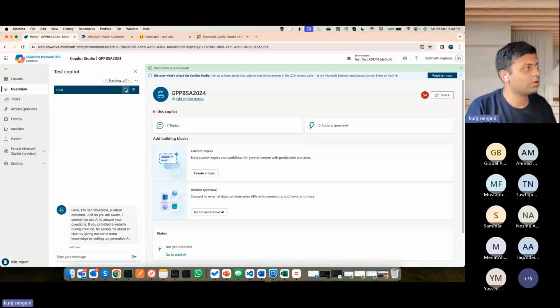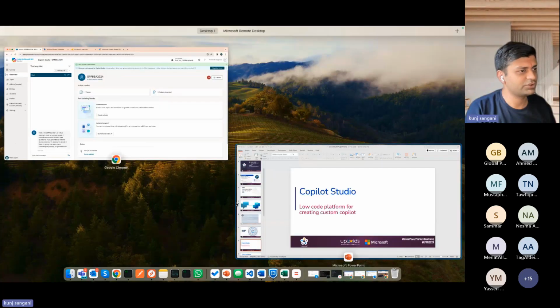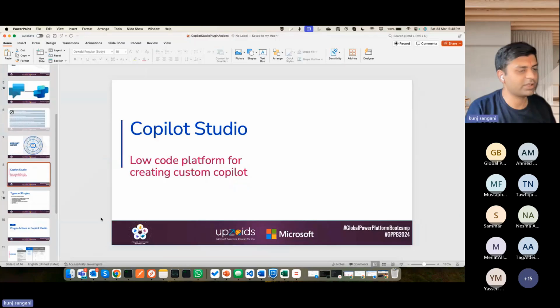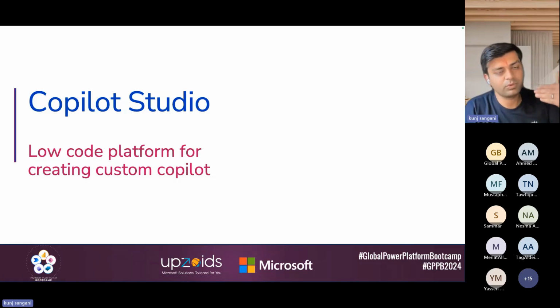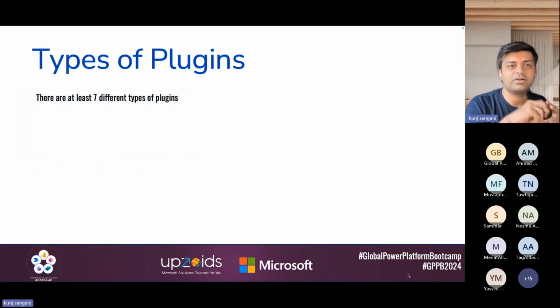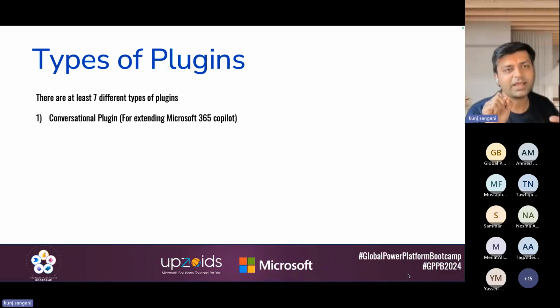Now, going to our topic, which was plugins. To add the intelligence, or rather make our bot more understanding, we need to extend the bot. One of those extension points is plugins. There are at least 7 different types of plugins available. We'll go through them one by one in detail to understand what each plugin does and how we can leverage it. The first type of plugin is the conversational plugin.